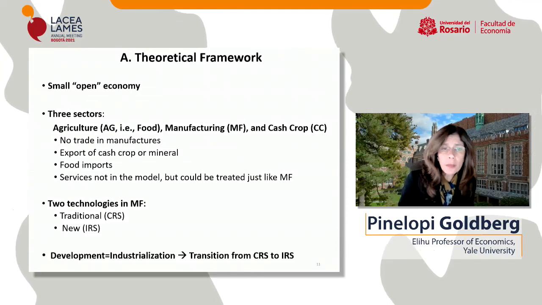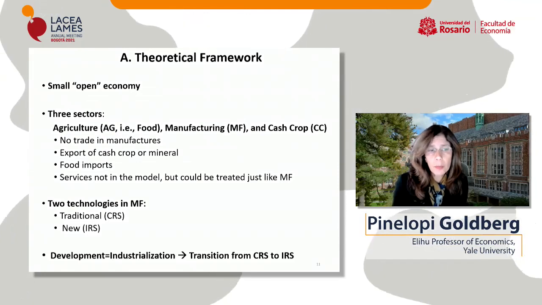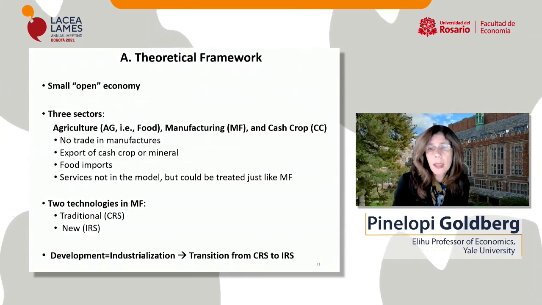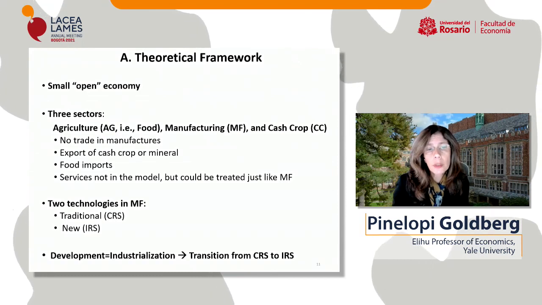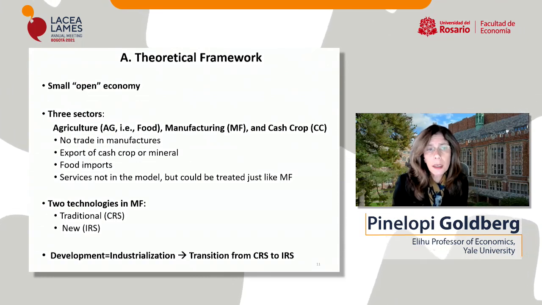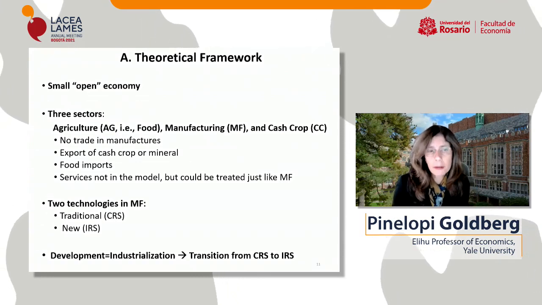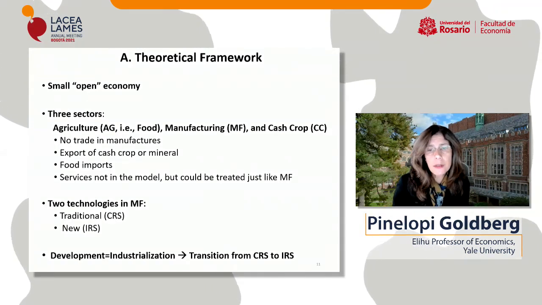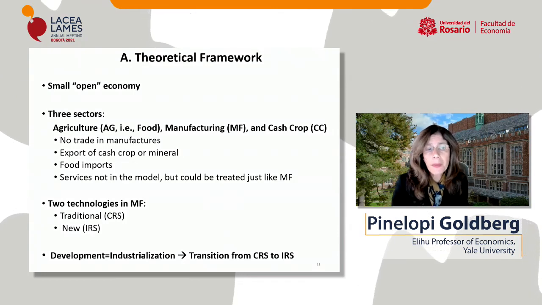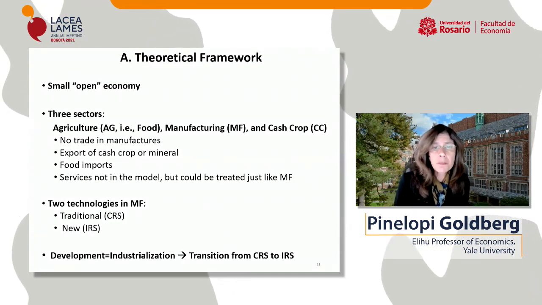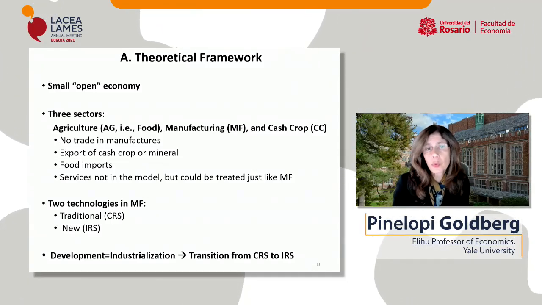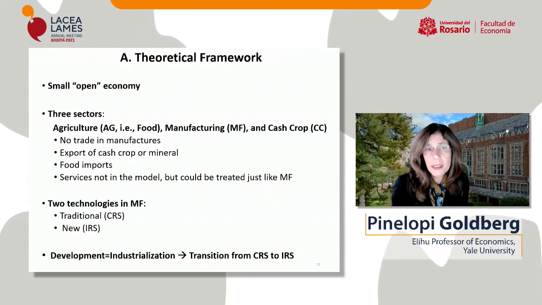So here's the theoretical framework. We start with the assumption of a small open economy. There are three sectors: agriculture, you can think of this as food, manufacturing, and then there is a third sector that can be a cash crop or minerals. I put open in quotes, and the reason is there is some trade in this country, in the sense that this country exports the cash crop or this mineral, but there is no trade in manufactures. So it exports this mineral, and in return, it imports food. That's the extent to which this economy has trade, but there is no trade, as I said, in manufactures.